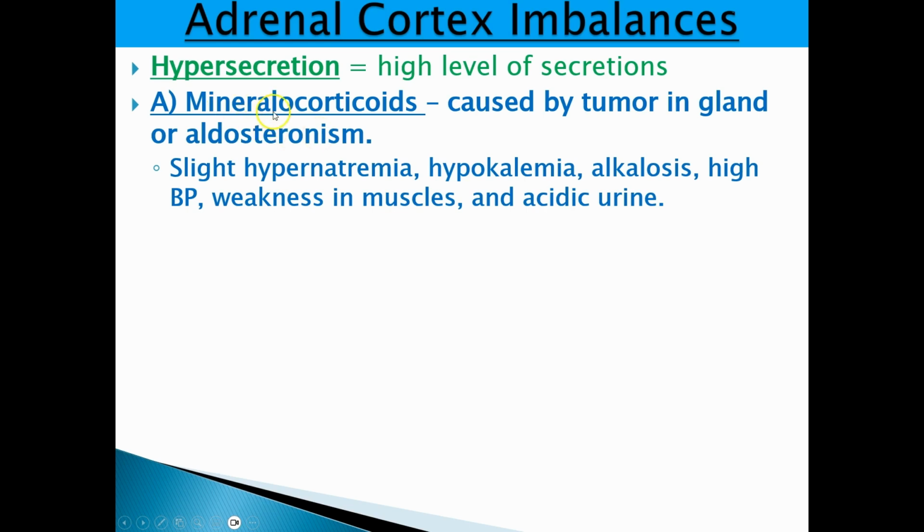And if we think about this, if this is hypersecretion of the mineralocorticoid, just think, what does aldosterone do? Well, it helps with increasing sodium. So you would expect some hypernatremia. You'd expect low levels of potassium, so we're excreting lots more potassium. If we had acidosis with the other one, we're going to have alkalosis.